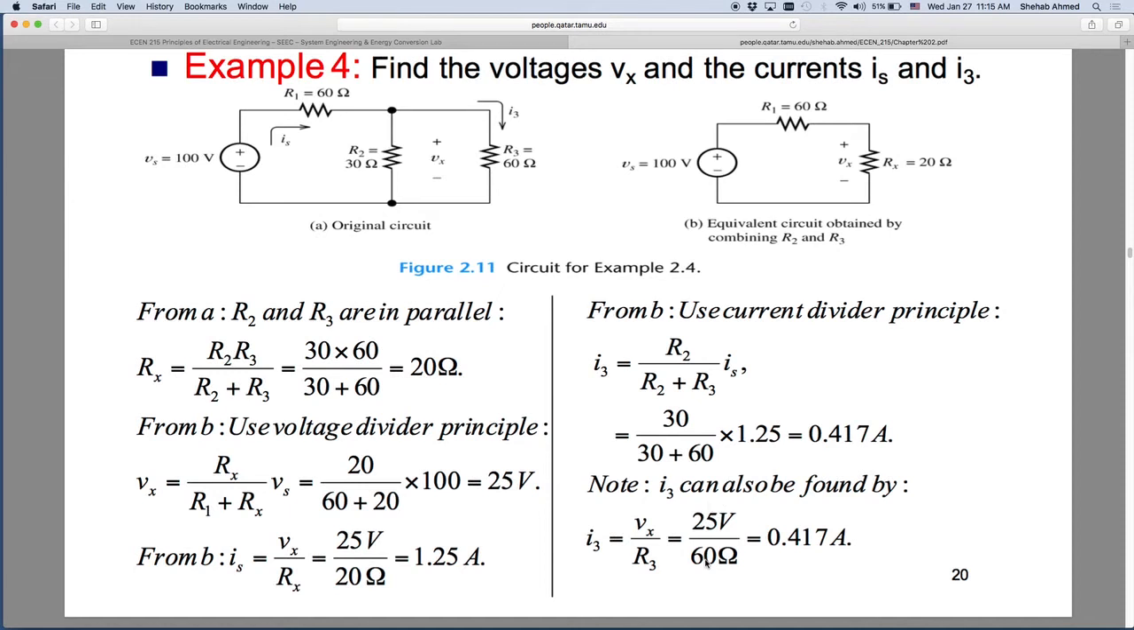Or they did it in the other way as well. You can take Vx and divide it by 60 ohm. Right? So many ways to skin the cat.